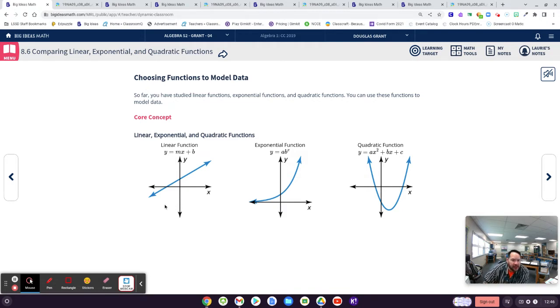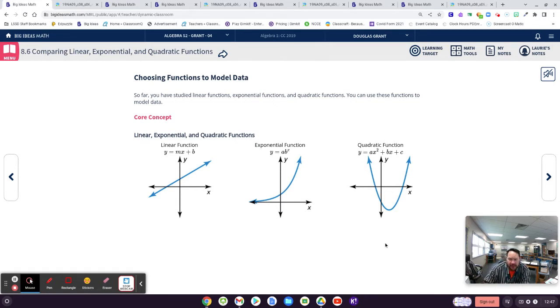All right, we have done three main types of functions this year. We've done linear, which is y equals mx plus b. Just a quick refresher, m is the slope, b is the y-intercept. We've done exponential, which is a times b to the x power. A is like your y-intercept. It's what value we have when x is 0. And then b is your base. It's your common ratio, we call it, the number you're multiplying by every time.